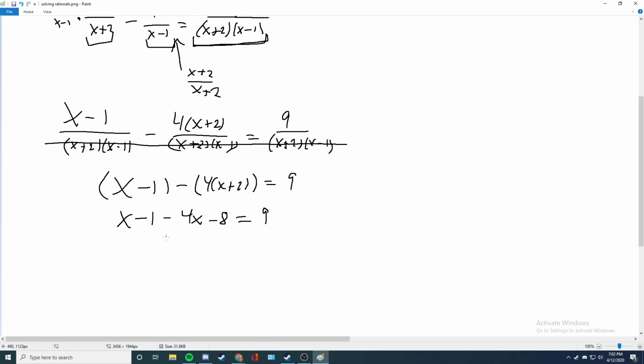So now we combine like terms. We got an x minus a 4x and a -1 minus an 8. So we end up with -3x minus 9 equals 9. So we can say that -3x is equal to 18 by adding that 9 over. And now x is equal to -6. And that's our final answer for that example.